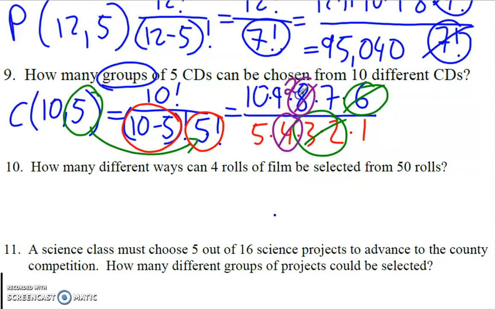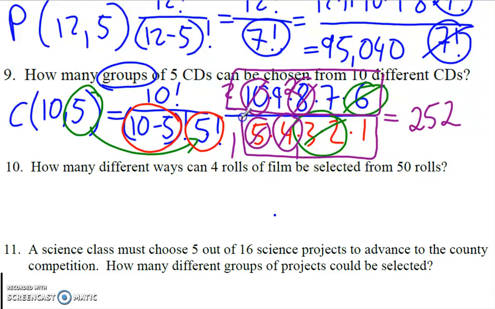Leaves me with 2 there, 1 here, and 5 and 10 can be simplified. 2 there, 1 here. So we've got 2, 9, 2, and 7. 2 times 9 times 2 times 7 is 252. Remember, you could also multiply this out and then divide by the total that you got on the bottom.